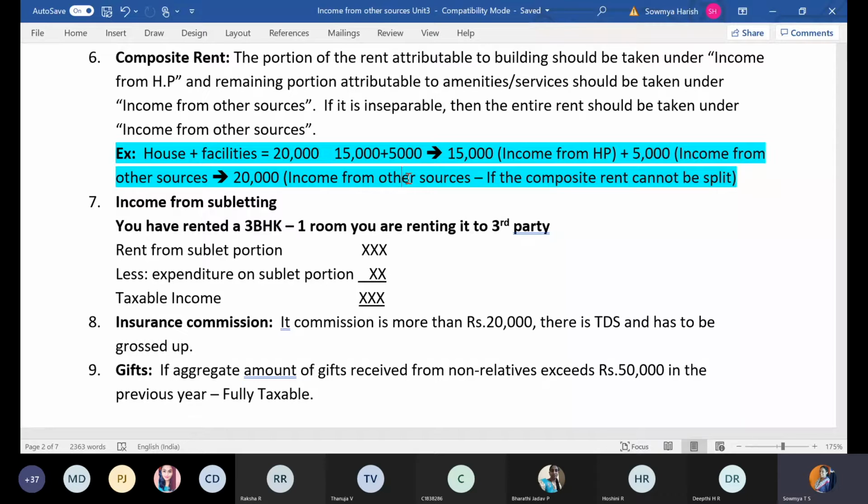Yes, ma'am. Okay, we'll go on to the next one. We all have understood what is composite rent and how we charge it for taxation and where we take it.